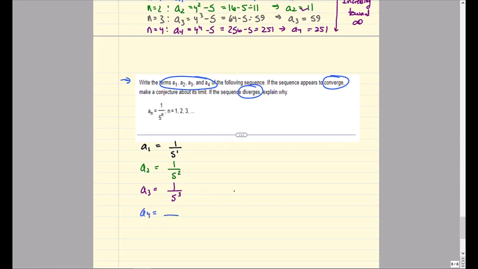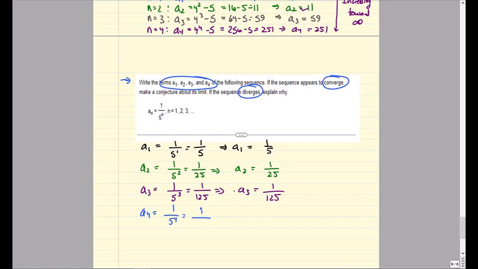So a sub 4 will be 1 over 5 to the 4th. So starting at the top, 5 to the first is 5, so I'd have 1 over 5. A sub 1 is equal to 1/5. Next term, 5 squared is 25. That's in the denominator, so I have 1 over 25. So a sub 2 is equal to 1 over 25. 5 cubed is 125 in the denominator, so I have 1 over 125. A sub 3 is equal to 1 over 125. And then the last one that we're finding, of course this could go on forever, 5 to the 4th would be 625 in the denominator. So a sub 4 would be 1 over 625.